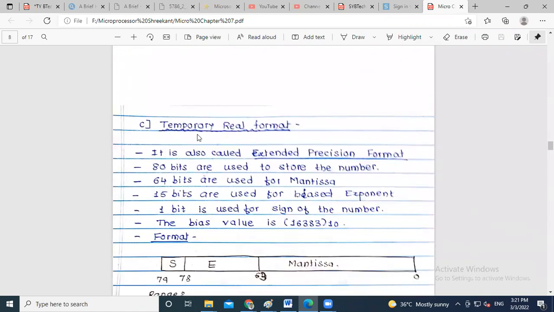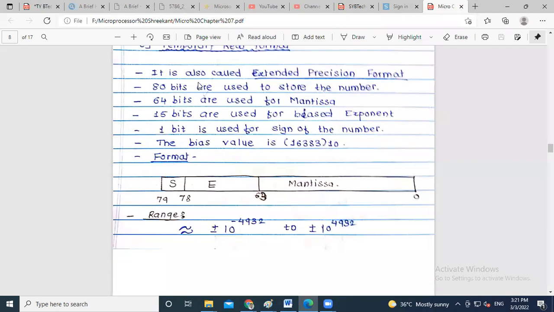So the last real data type is the temporary real format. In this temporary real format, it is also called extended precision format. In this extended precision format, 80 bits are used to store the number, that is 10 bytes.